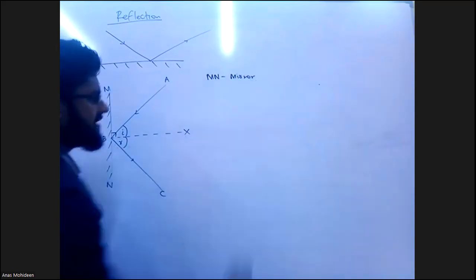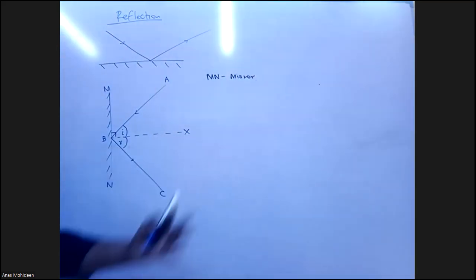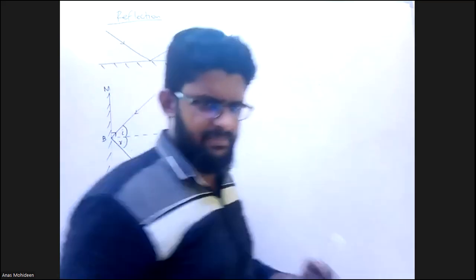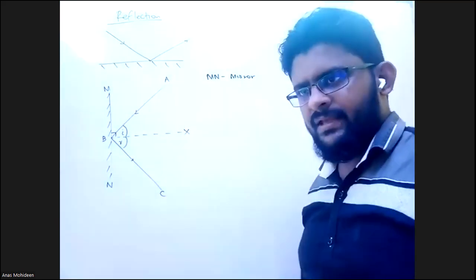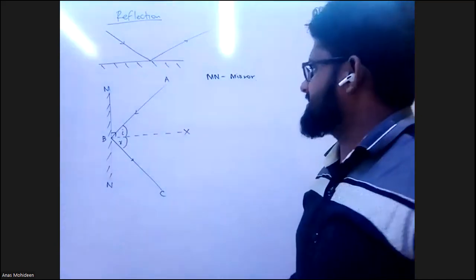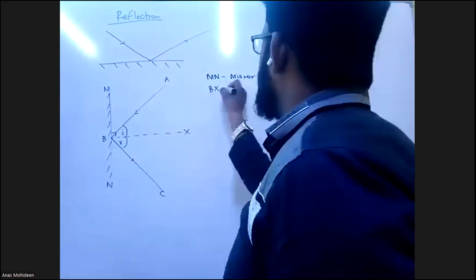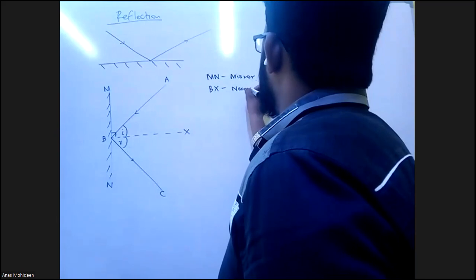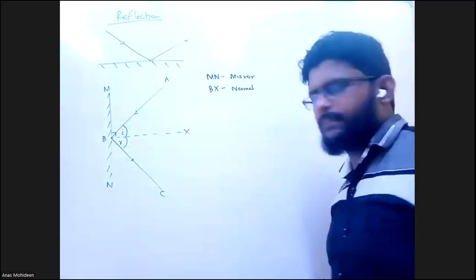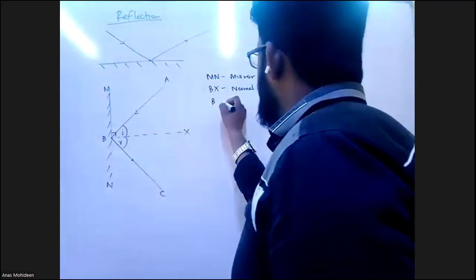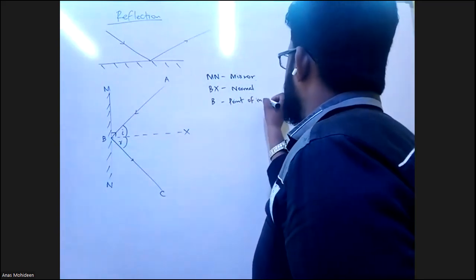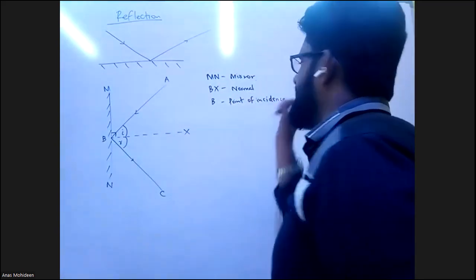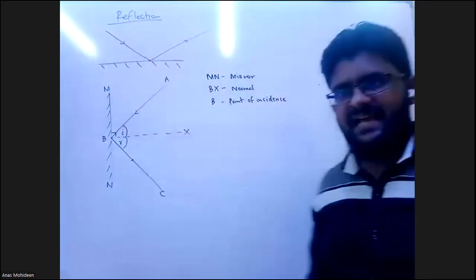MN is the mirror. It may be a plane mirror, it may be a curved mirror. Basically, here it is a plane mirror. And BX is the normal, the perpendicular imaginary line. And B is the point of incidence. B is the point of incidence, exactly where it is being incident.